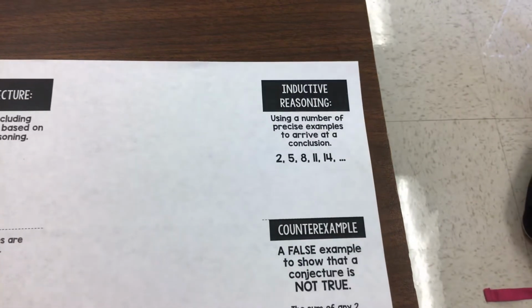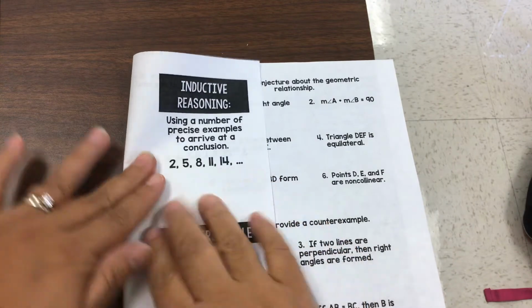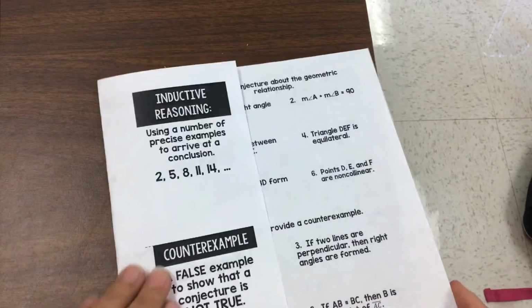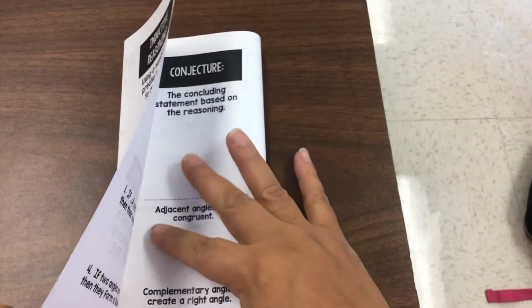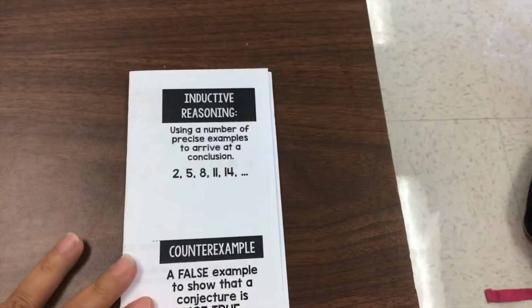This is the handout for inductive reasoning, and it looks like this. We're gonna go ahead and fold it this way, like a brochure. So it'll go in here, and then the next one will go in here like this. So let's start on this side.